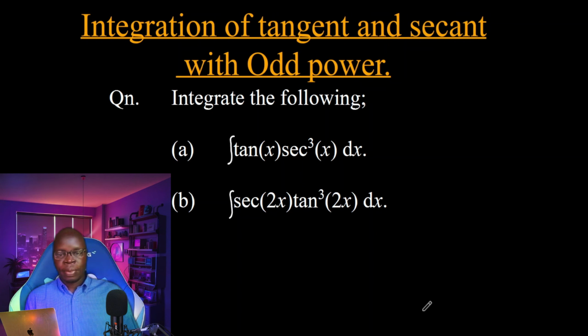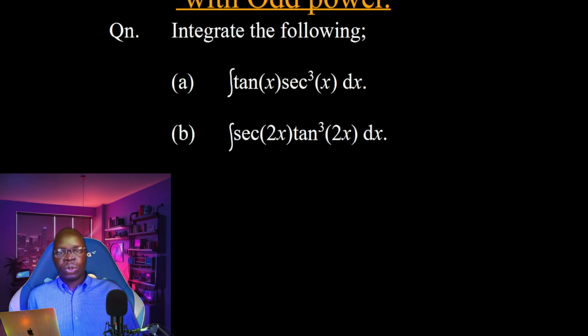Now, with all this said, if you're excited just like me, come closer and let's dive into the video. So the first thing we have to do is to make sure that we split the secant cube x into two parts such that we obtain a square out of it.